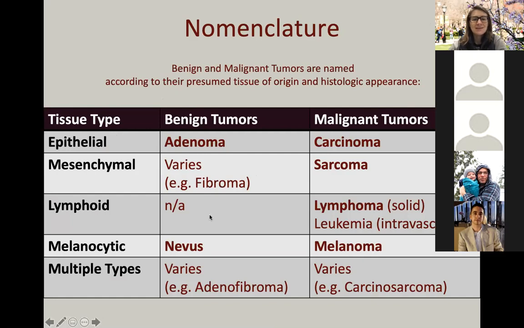There are really no significant benign neoplasms of lymphoid organs, but the malignant ones are, of course, either lymphomas, as occur in solid organs, or leukemias, as occur disseminated intravascularly. Tumors of melanocytes are either nevi or melanomas. And then you can certainly have tumors composed of various histologic types. So for example, adenofibroma is a tumor composed of both epithelial and mesenchymal tissues that is benign, versus carcinosarcoma, which is malignant.